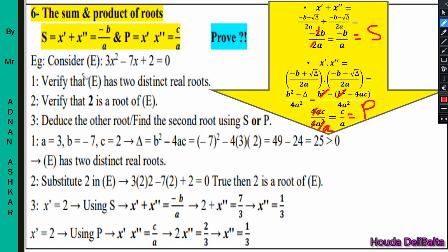Here is an example to let us know how to benefit from the sum and the product idea. Consider the equation E that's equal to 3x squared minus 7x plus 2 equals 0. Verify that E has two distinct real roots. What does that mean? Let's remember. Does a quadratic equation have two distinct real roots when its delta is positive, greater than 0? So we have to prove that delta is greater than 0.